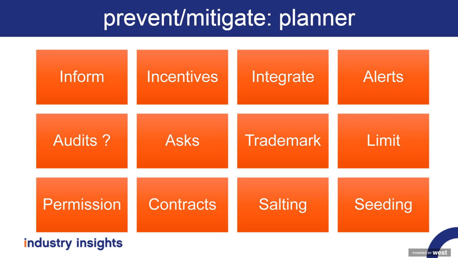Audits, ask people what you're hearing. Trademark infringement, which, as you saw, was probably way down the list of what people were concerned about. But if they infringe on your trademark, you can get them. Limit who gets the list. Make sure who you give permission to, contracts. Make sure in all of your contracts you have this information about data privacy. Salting and seeding, that's putting in the list. This is what you can do.